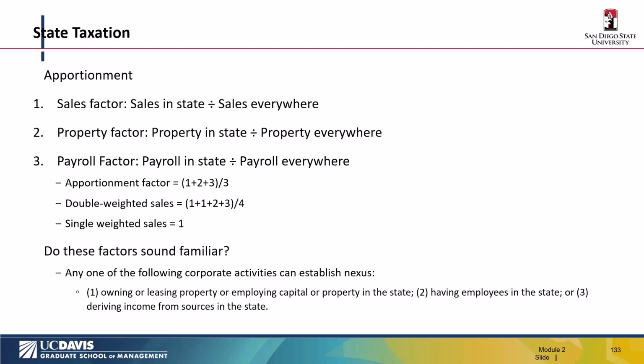So again, sales in divided by sales everywhere. Property in divided by property everywhere. Payroll in divided by payroll everywhere. You add those 3 together and divide by 3. That gives you your apportionment factor. If it's double-weighted sales, then you double sales and divide by 4. And single-weighted sales is just factor 1.